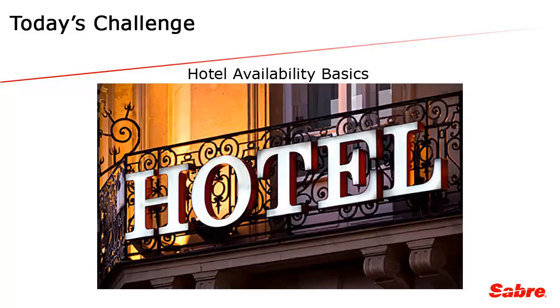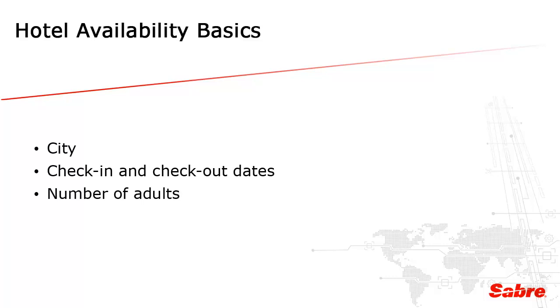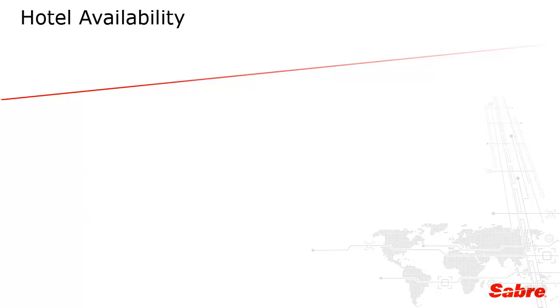Today's lesson covers the basics of hotel availability. To book a hotel, you must display hotel availability or hotel shop, HOT. You must know the city, the check-in and check-out dates, as well as the number of adults. In any hotel availability request, you can add optional qualifiers. You can shop for a hotel using an itinerary segment number or by city and dates.